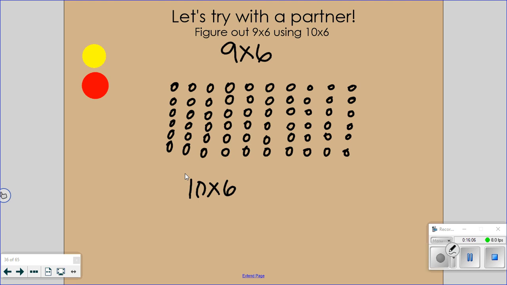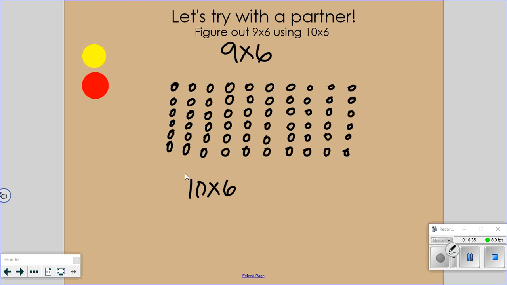Please stop messing with your counters. Let's think about this question. You just made something that looks like 10 groups of 6, which is a lot. But you actually want 9 groups of 6. So how are you going to do that? That's 10 groups of 6, but I want 9 groups of 6. Ava, what do you think I could do?